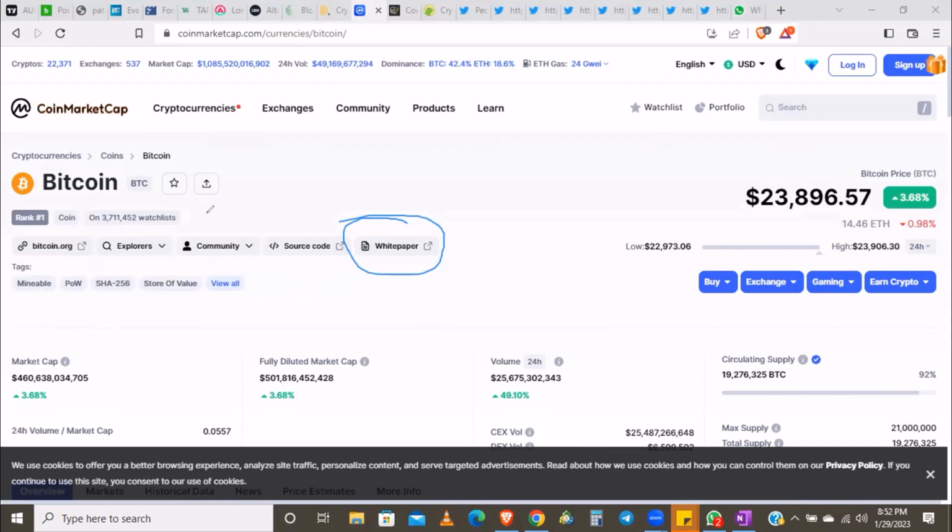Now you want to check out the community and see what people are doing in that community. You want to see the comments people are actually making about that coin in the community. That's another way to find out about the use case of a particular coin.